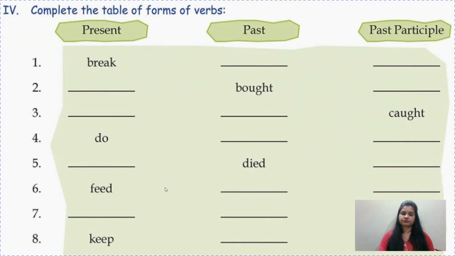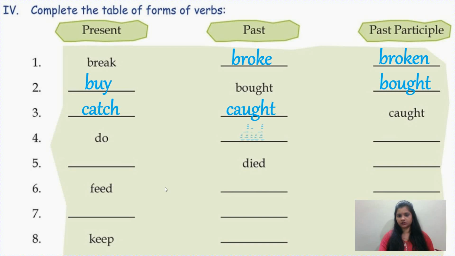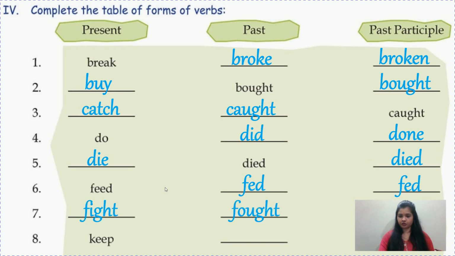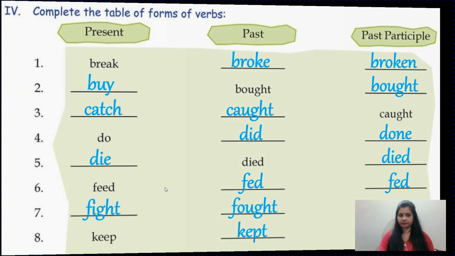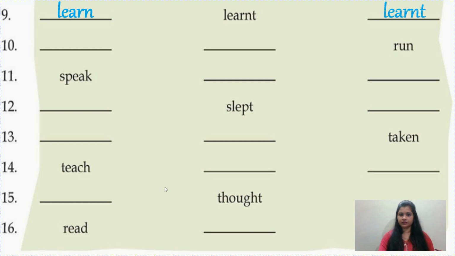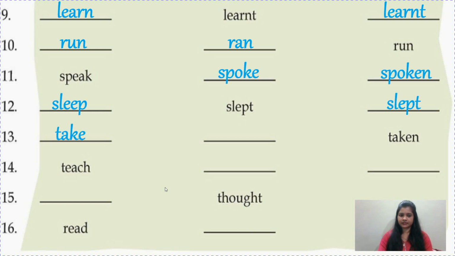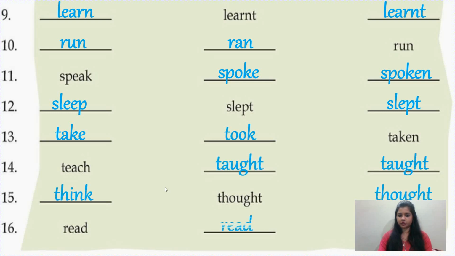So let's do it. Break, broke, broken. Buy, bought, bought. Catch, caught, caught. Do, did, done. Die, died, died. Feed, fed, fed. Fight, fought, fought. Keep, kept, kept. Learn, learnt, learnt. Children, you can also write learned here. Run, ran, run. Speak, spoke, spoken. Sleep, slept, slept. Take, took, taken. Teach, taught, taught. Think, thought, thought.